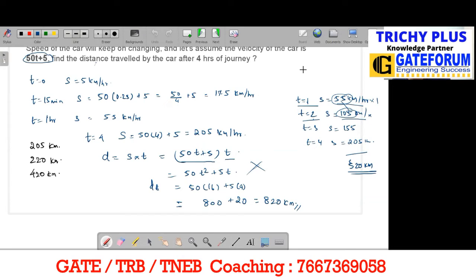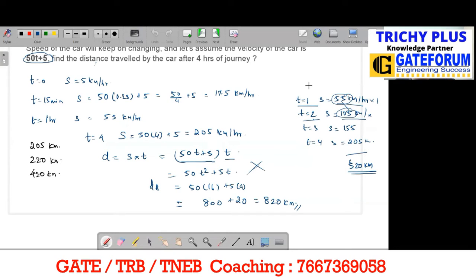So you have to take care of all the changes, and the corresponding distance traveled by the car for each and every minute, we can say, each and every second, we can say. Are you getting my point? Yes or no? Okay, good. So this is where we need help of integration.